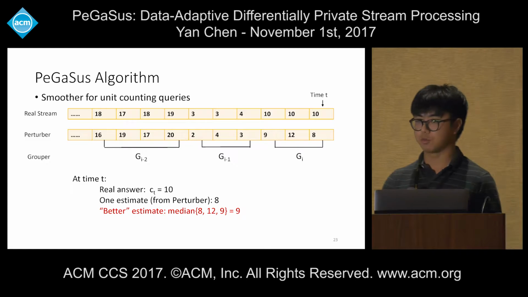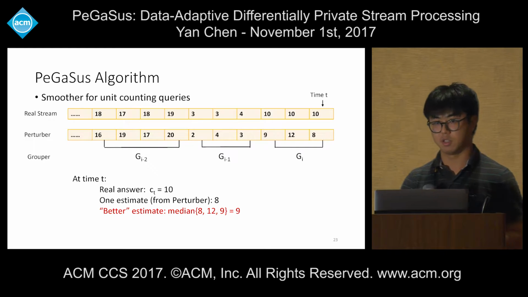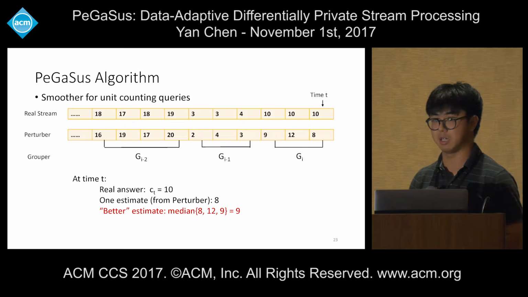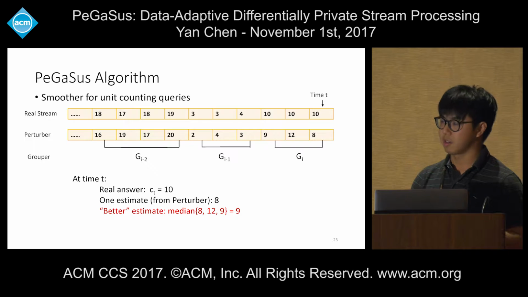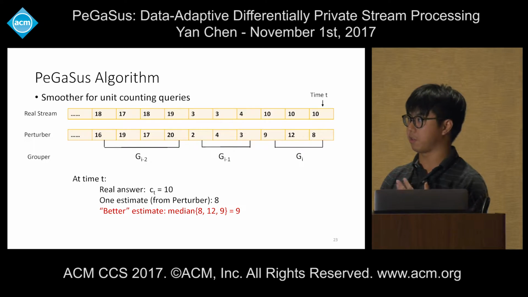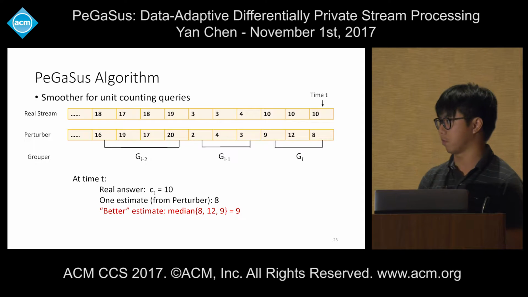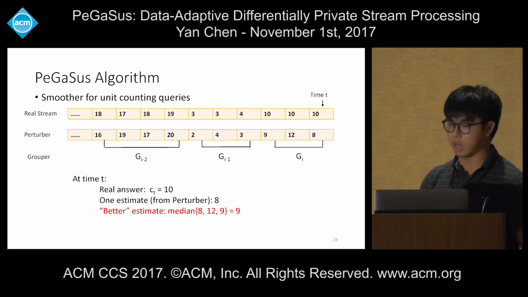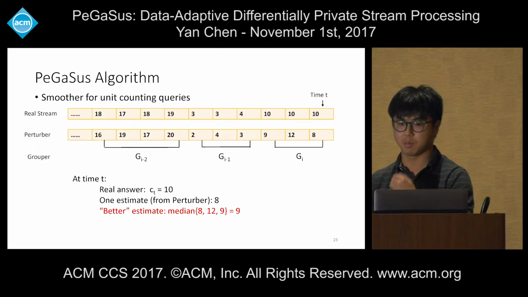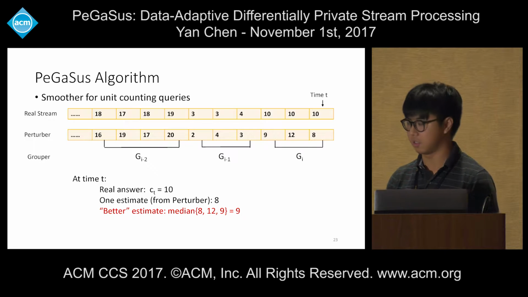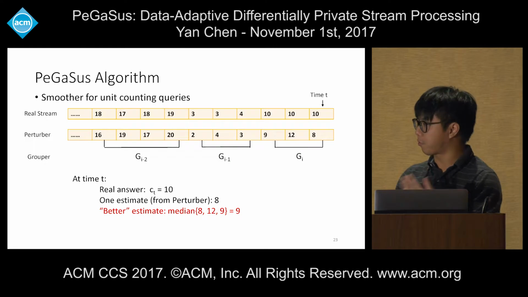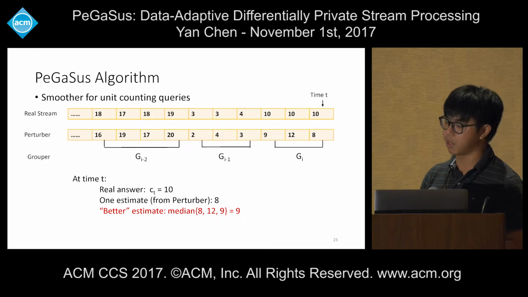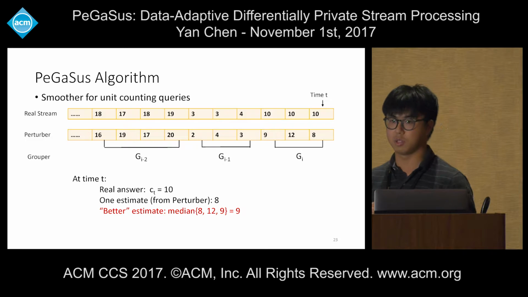Also, suppose we want to design a smoother for W sliding window queries. W sliding window queries ask for the total count sum during the most recent W timestamps. Here again, given the real stream, we have a noisy stream from the perturber and a grouping result from the grouper. Suppose the window size is 5. We can get one estimate directly from the perturber by summing up the most recent five noisy counts. But we can also get a better result by using the grouping result. Here we know that G_{i-1} and G_i contain the target window.